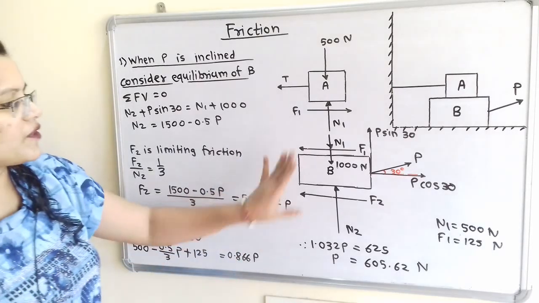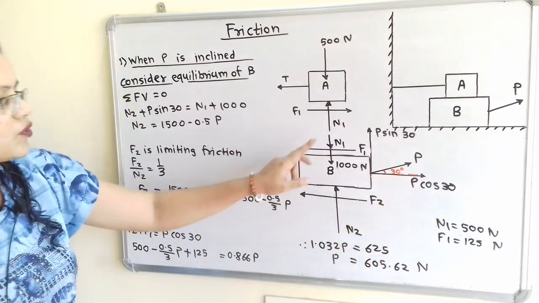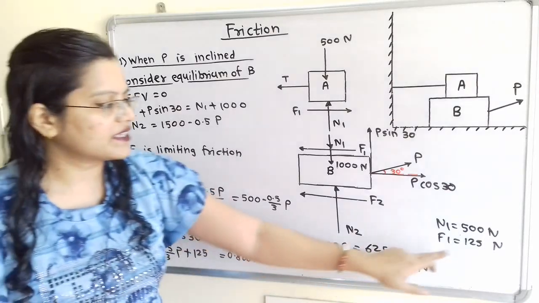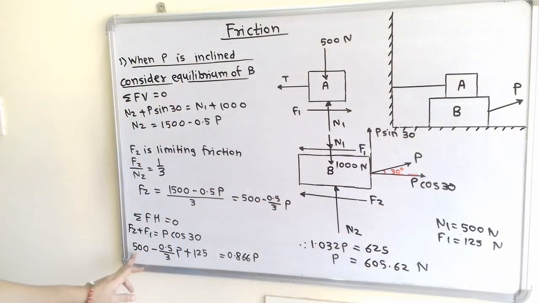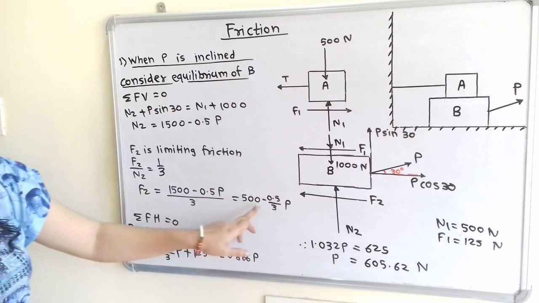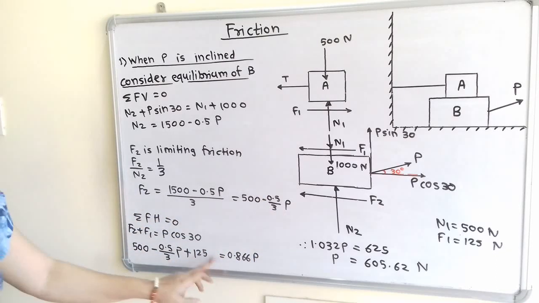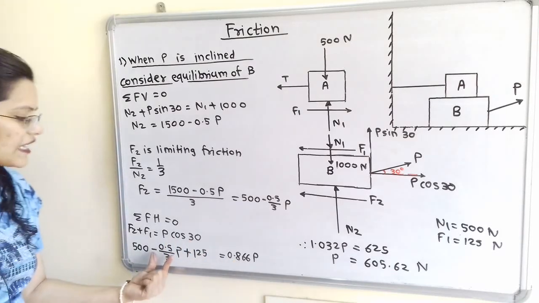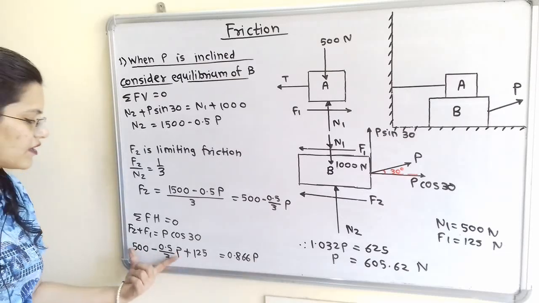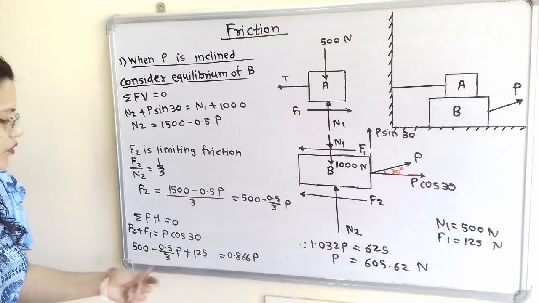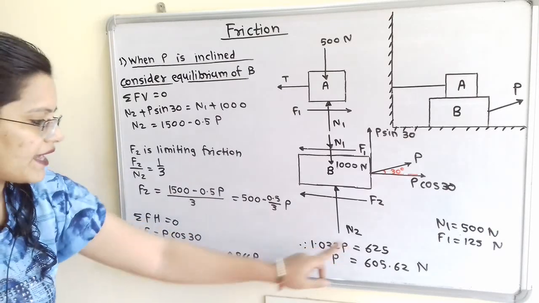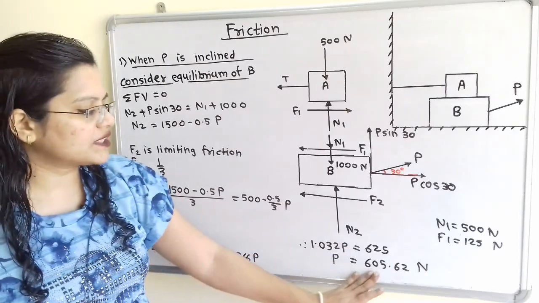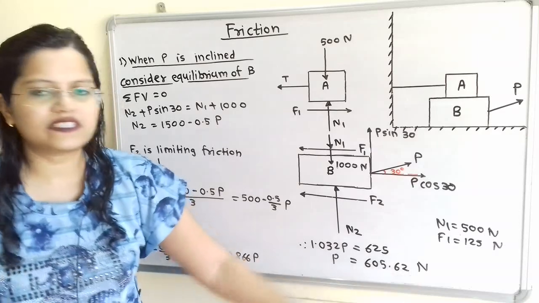How can we write it? From the diagram, this P cos 30 is equal to F1 plus F2. This F1 we have calculated in the previous case as 125 Newton, and now this 125 plus this F2, 500 minus 0.167 P, is equal to P cos 30, that is equal to 0.866 P. Now we will take P terms on the right hand side and all the other terms to the left hand side. When we simplify, 625 is equal to 1.032 P, and therefore P is equal to 605.62 Newton.